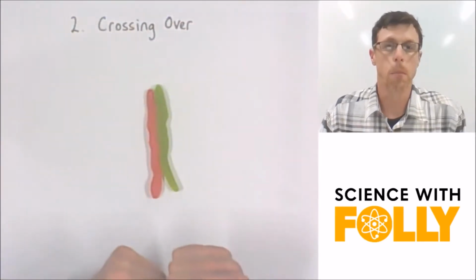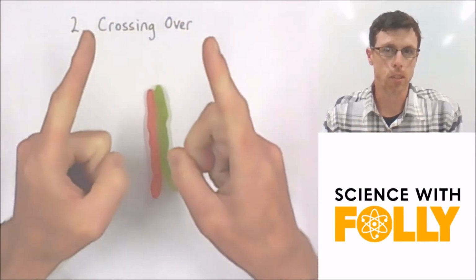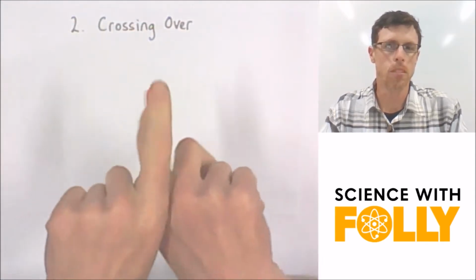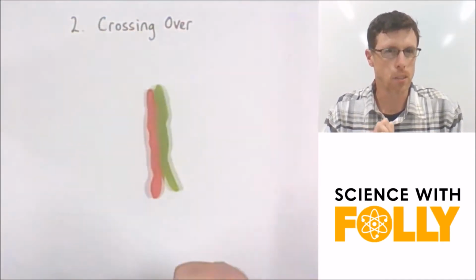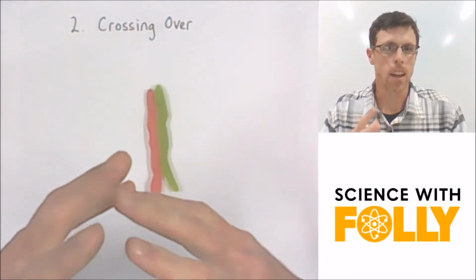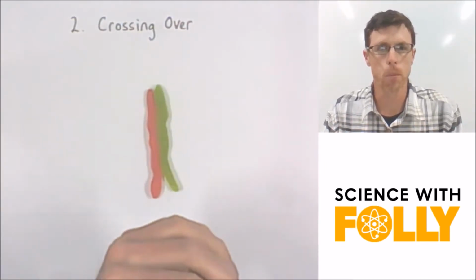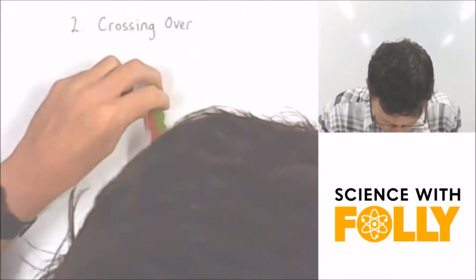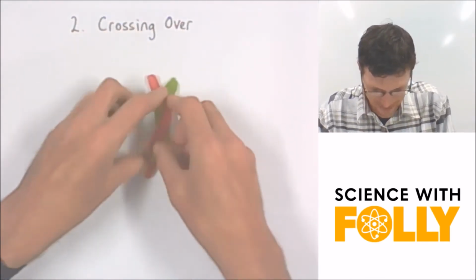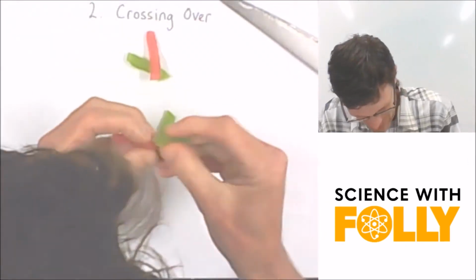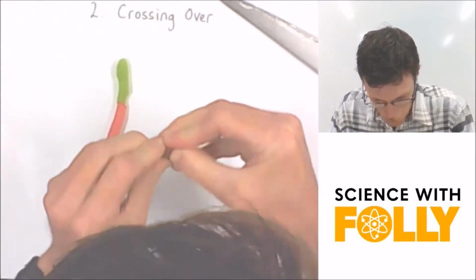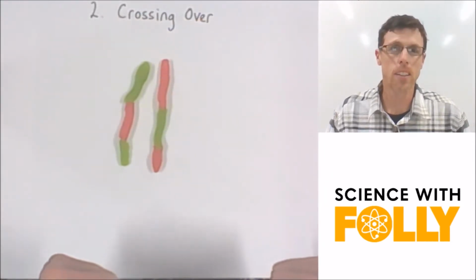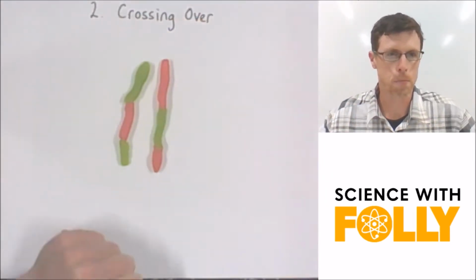The second way that meiosis causes variation is through a process called crossing over. What happens is that the chromosomes intertwine and they swap parts. And this creates recombinant chromosomes with different combinations of genes. And there we go, I've got my recombined chromosomes.